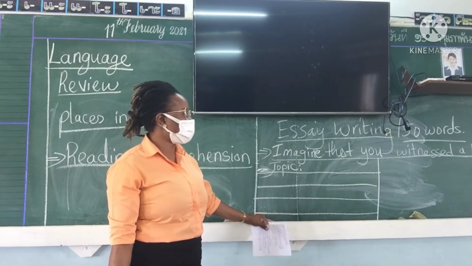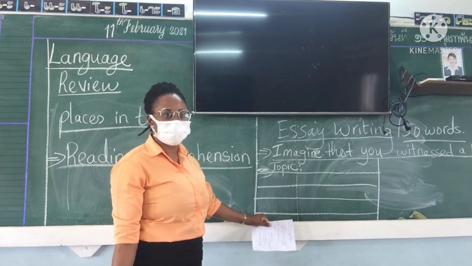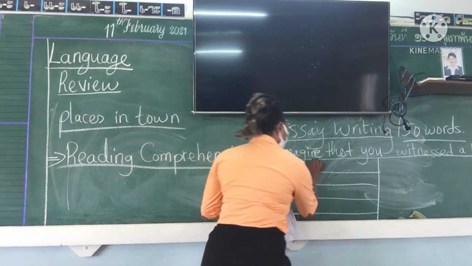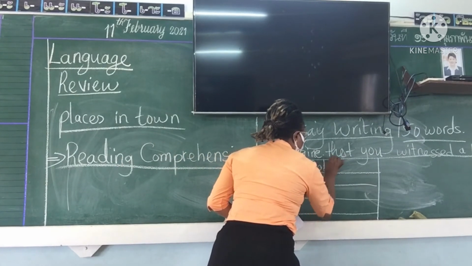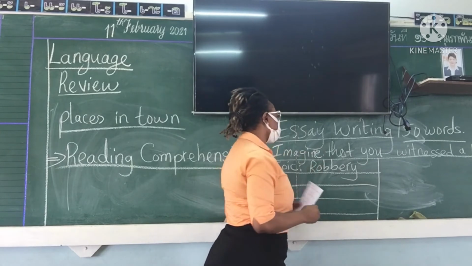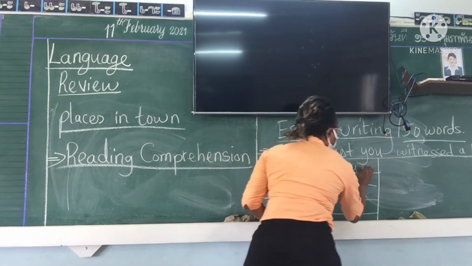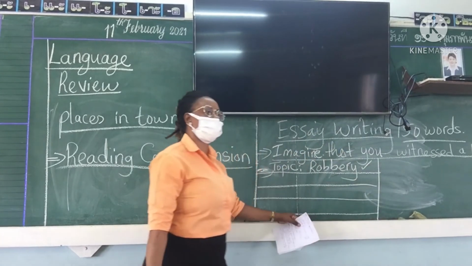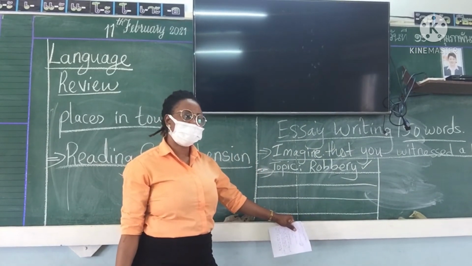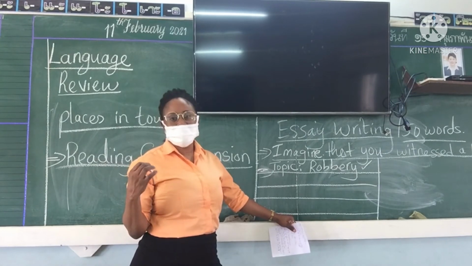So what will be your topic? Robbery. You can just write robbery. One word, right? Robbery. And if you write this, one word is 1 point already. Okay? And then you can write about your story.